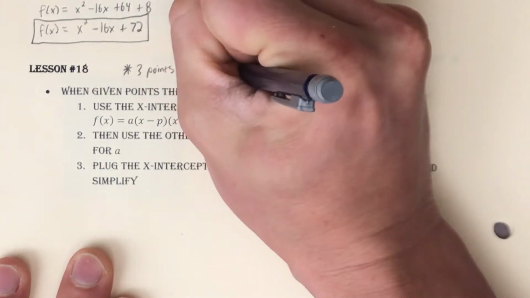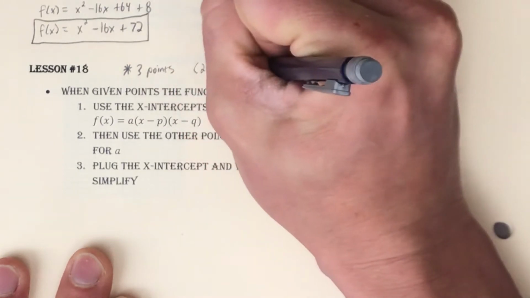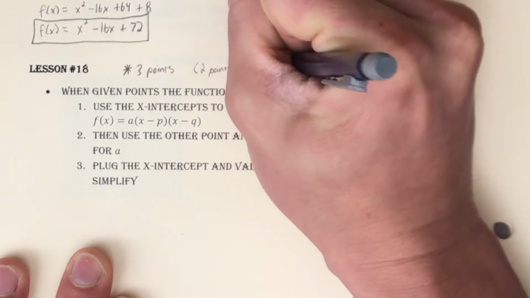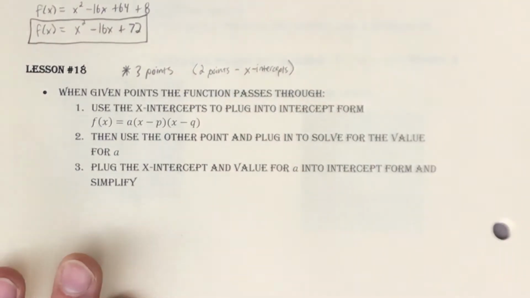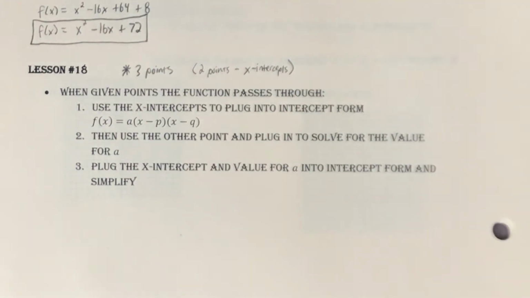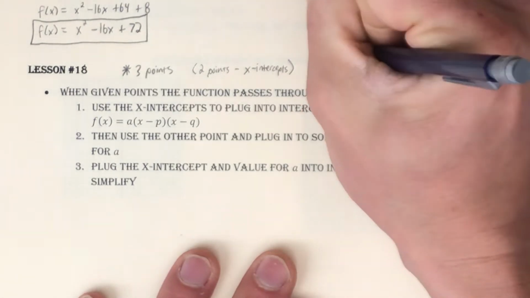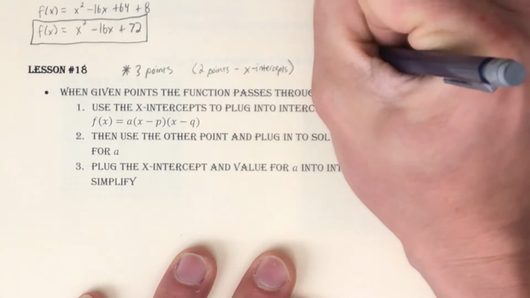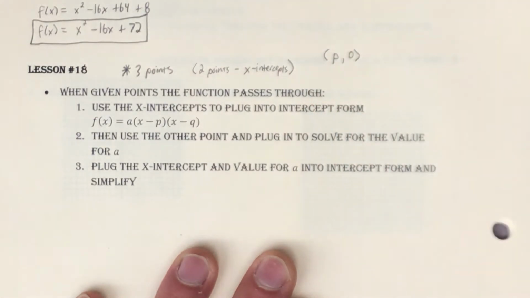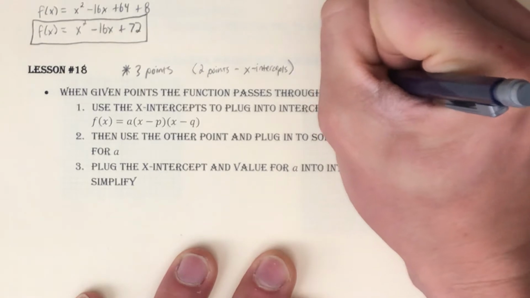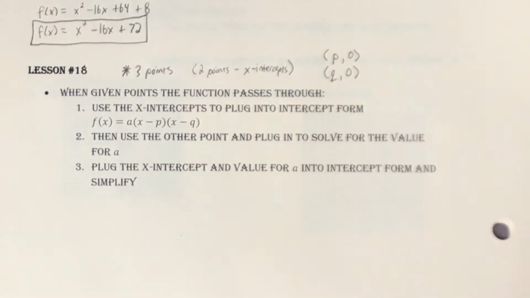What you're also going to see is that 2 of those points are going to be x-intercepts. Now, if you remember from the previous sections right before this, x-intercepts, we write those as p, 0, because y is always going to be 0 on an x-intercept, and q, 0. So that's just some information to remind yourself. So let's go through the process of how this works.